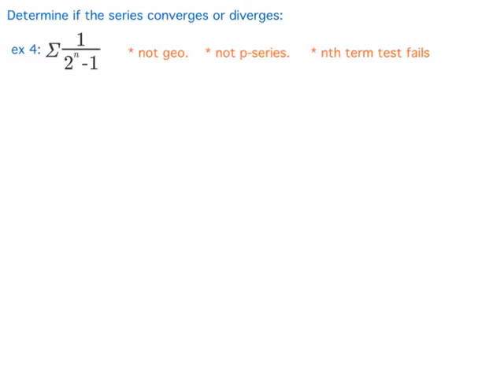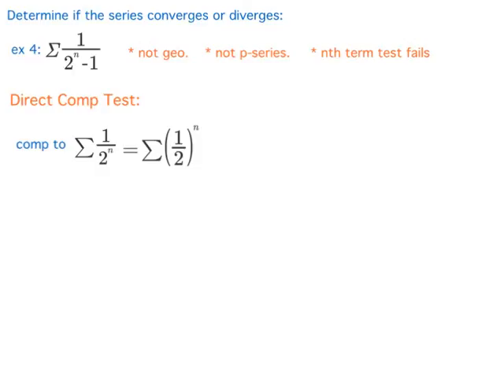Okay, so it's not a geometric series. It's not a p-series. The nth term test fails, so our next try is going to be a direct comparison test. So why don't you go ahead and try this, and then pause and come back to me. I'm just going to give you guys the results when you come back. I'm going to compare key term over key term, so 1 over 2 to the n, which, like I said before, is the same as the sum of 1/2 to the n, which is a convergent geometric series, with absolute value of r less than 1.